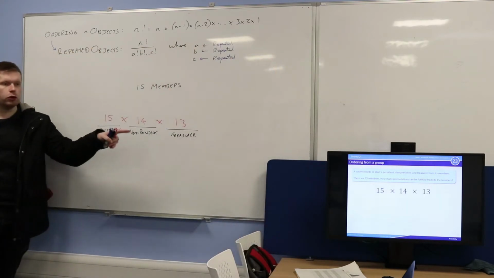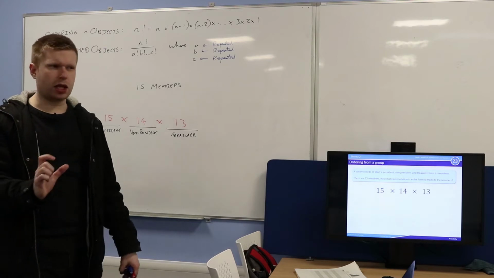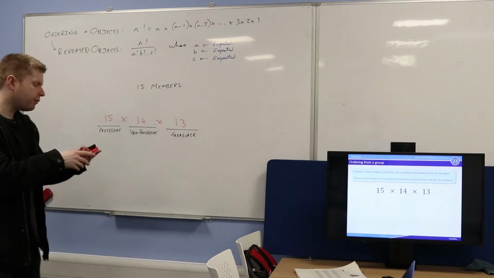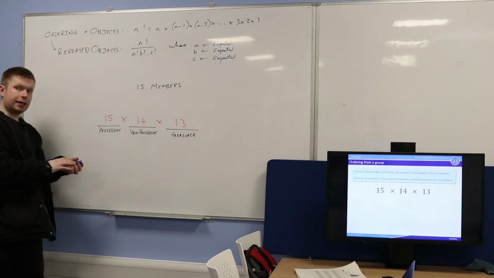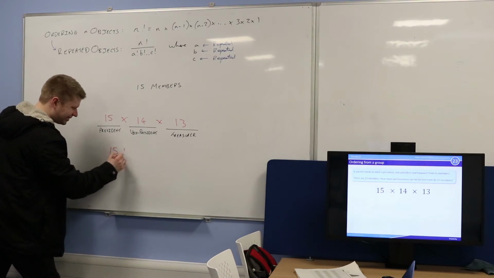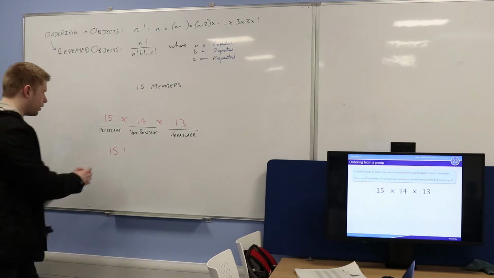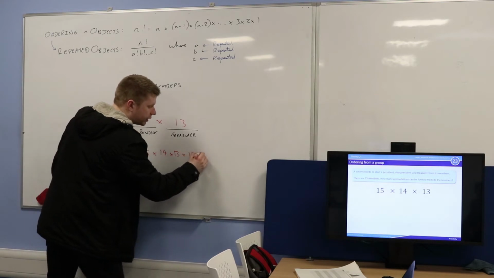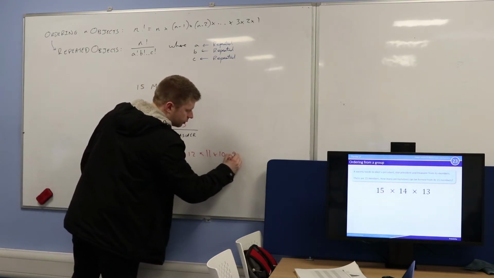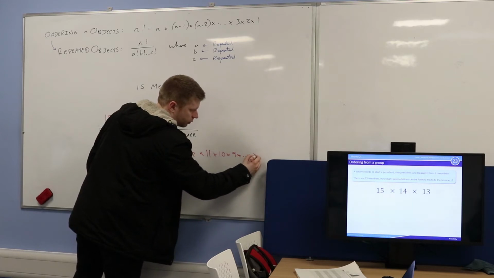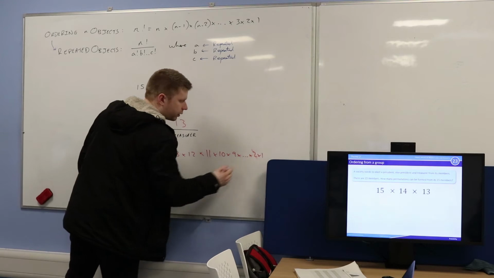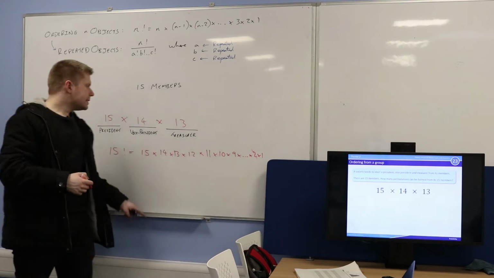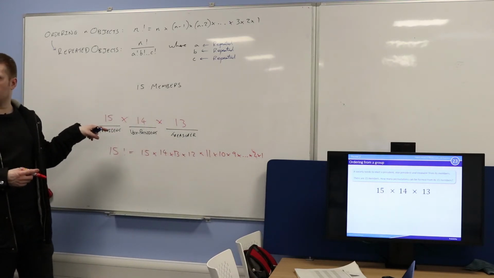Now, here is my question to you. This thing, 15 times 14 times 13, it's not quite a permutation, is it? It's not quite a factorial, is it? So it's not quite 15 factorial, is it? Because 15 factorial would be 15 by 14 by 13 by 12, etc., down to 2 times 1. Okay, so 15 factorial would look like this. So 15 multiplied by successive numbers all the way down to 1. This isn't quite that, is it? What are we missing?